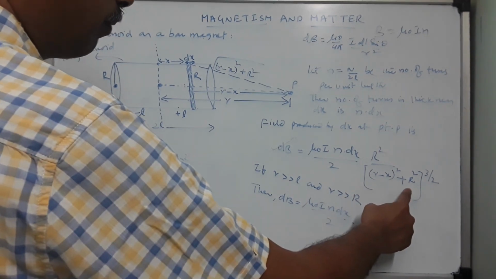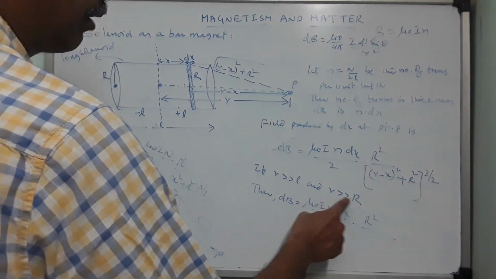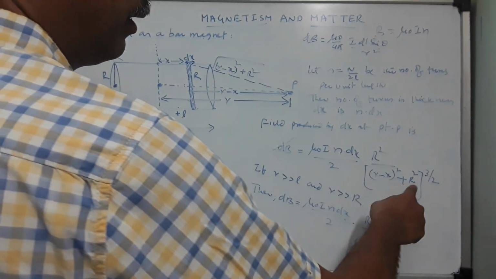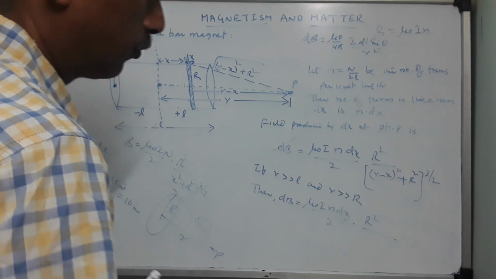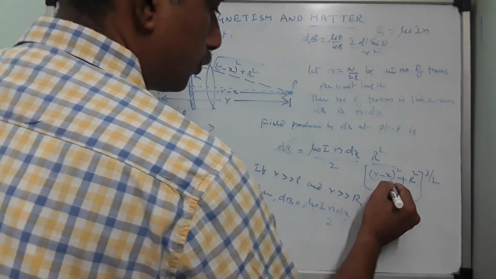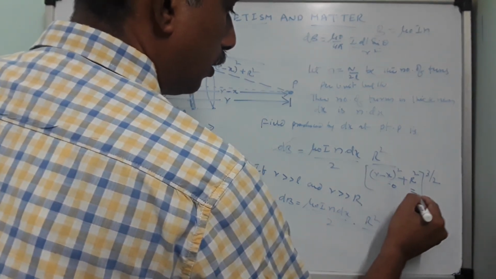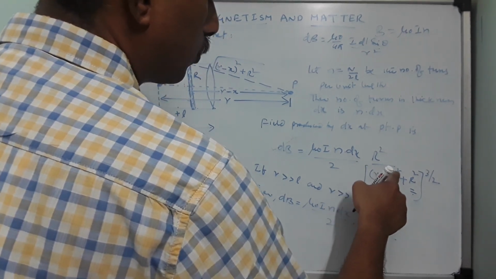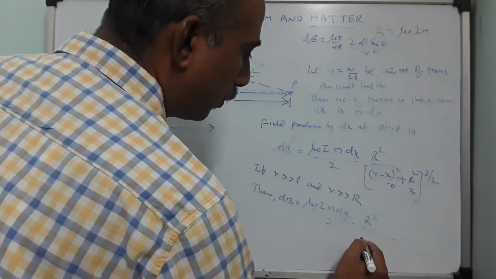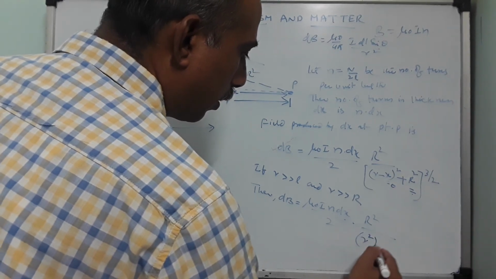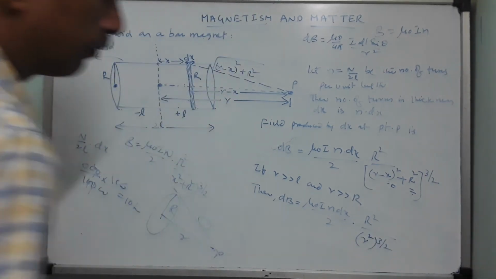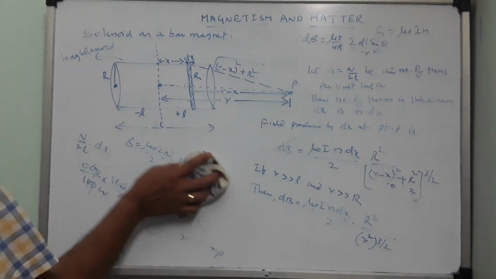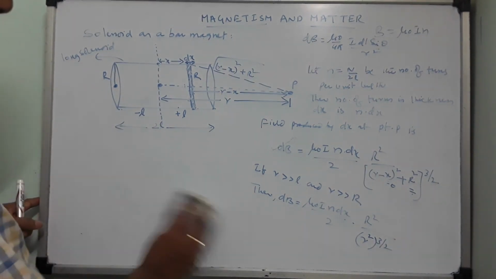And this also can be made 0 because r is very, very large as compared to R. This cannot be made 0, children, because it is multiplying, whereas this is adding. So you will get this is 0 and this is also 0. When it is 0, r minus 0 will be what? r only. So r square whole to the power of 3 by 2. Clear? Right. Now we will proceed.